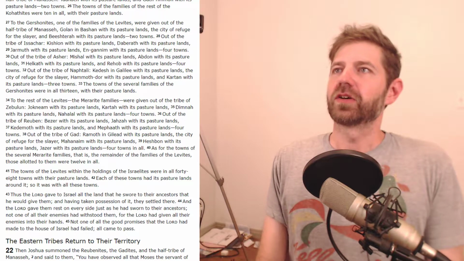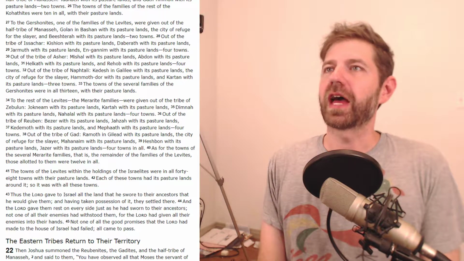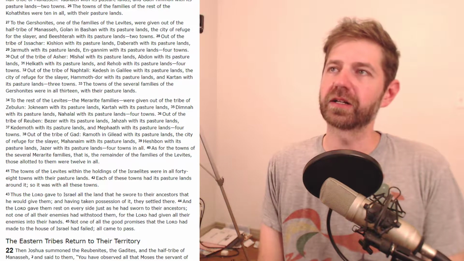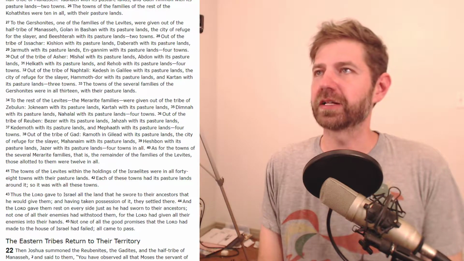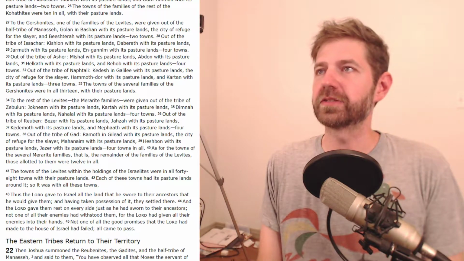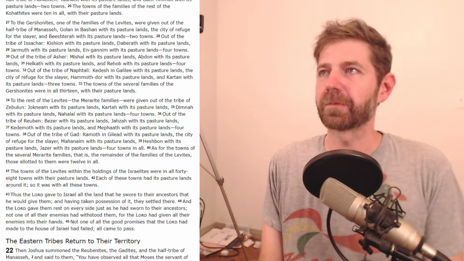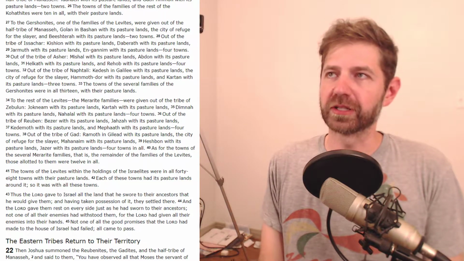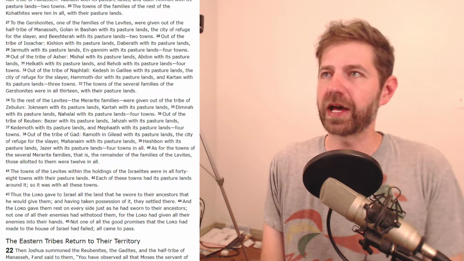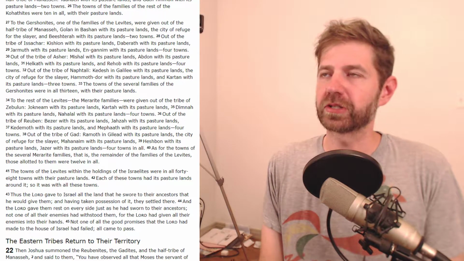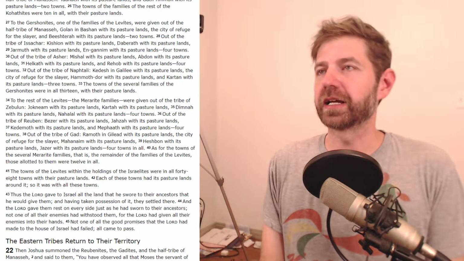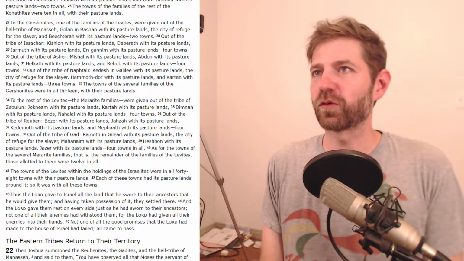To the Gershonites, one of the families of the Levites, were given out of the half-tribe of Manasseh, Golan in Bashan with its pasture lands, the city of refuge for the slayer, and Beeshterah with its pasture lands, 2 towns. Out of the tribe of Issachar, Kishion with its pasture lands, Daberath with its pasture lands, Jarmuth with its pasture lands, En-Gannim with its pasture lands, 4 towns. Out of the tribe of Asher, Mishal with its pasture lands, Abdon with its pasture lands, Helkath with its pasture lands, and Rehob with its pasture lands, 4 towns.